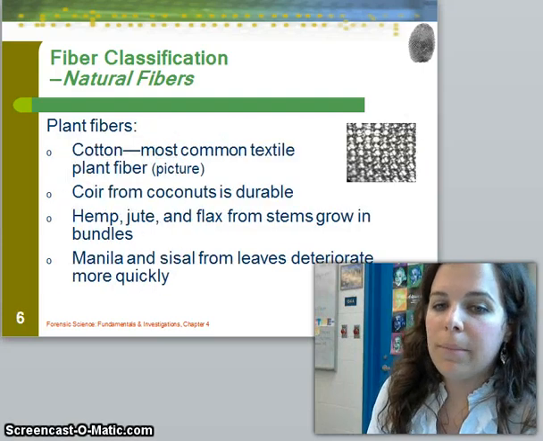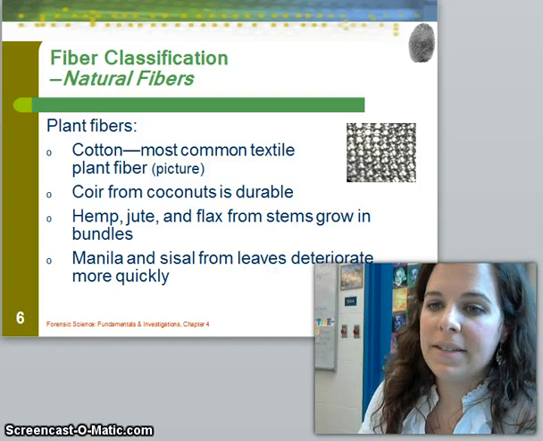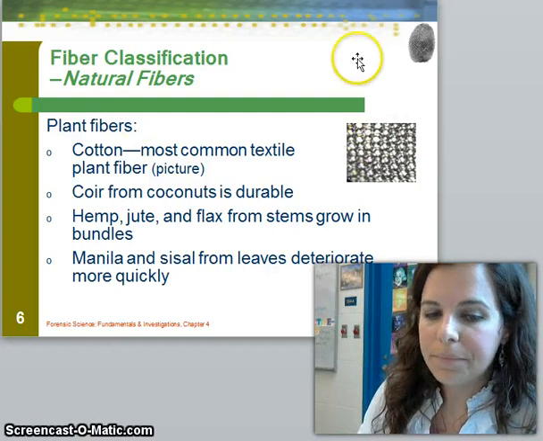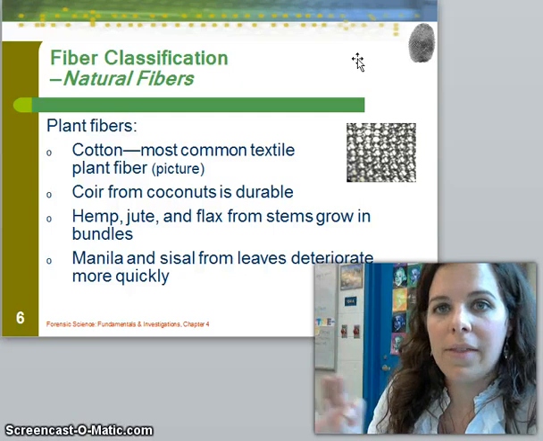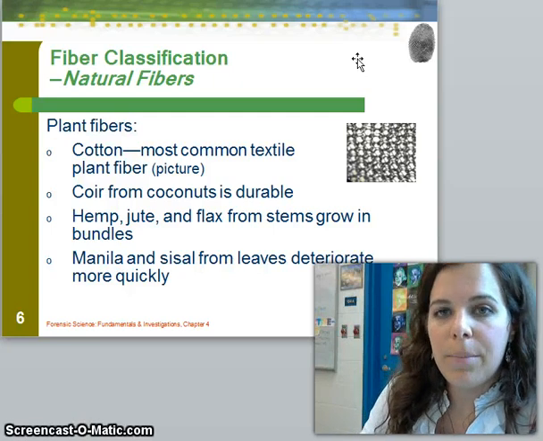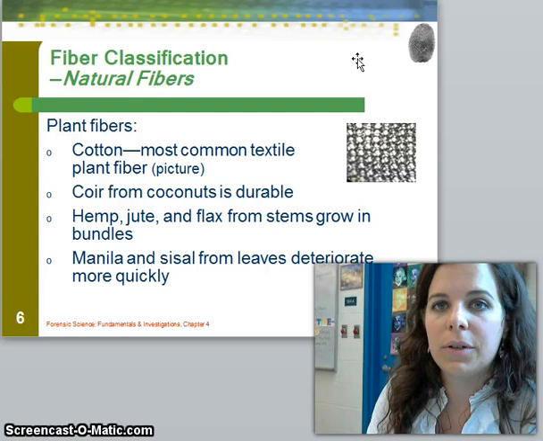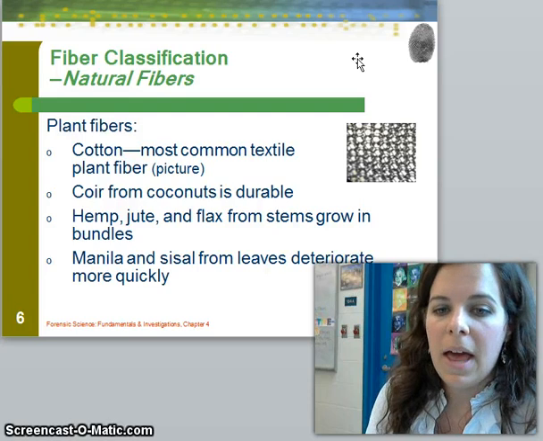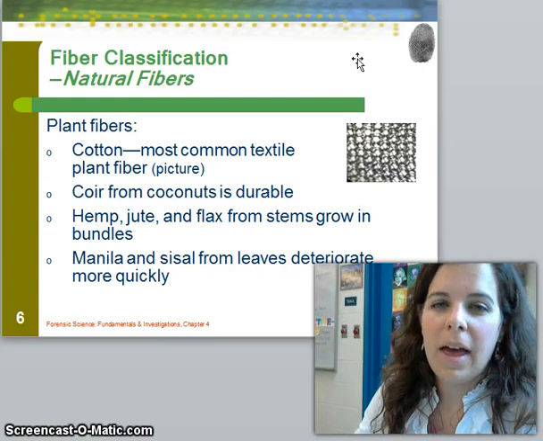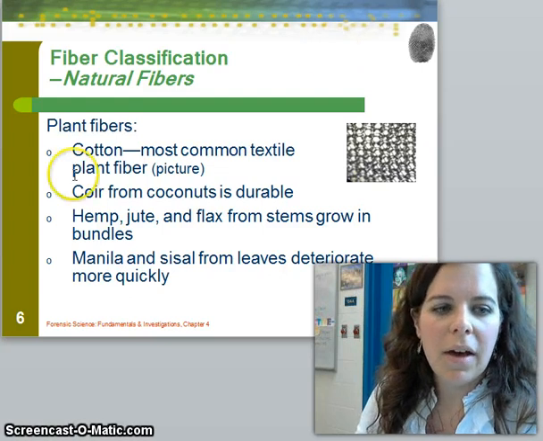Some common plant fibers: the most common is cotton, and this is actually a picture of cotton here. You can use the hair on the outside of coconuts. Hemp, jute, and flax from stems are all different plant fibers. And manila and sisal from leaves are plant fibers as well. If you think of a manila folder, that would be like manila.